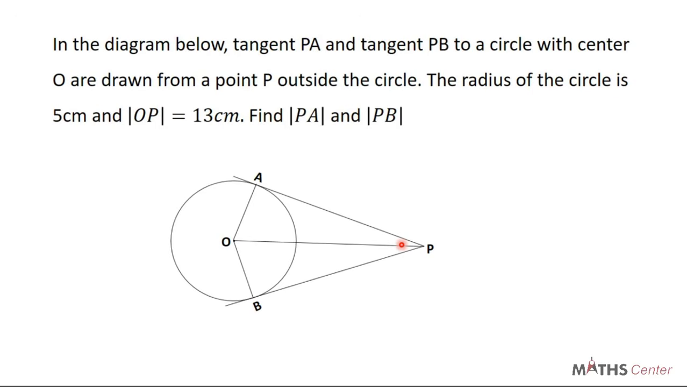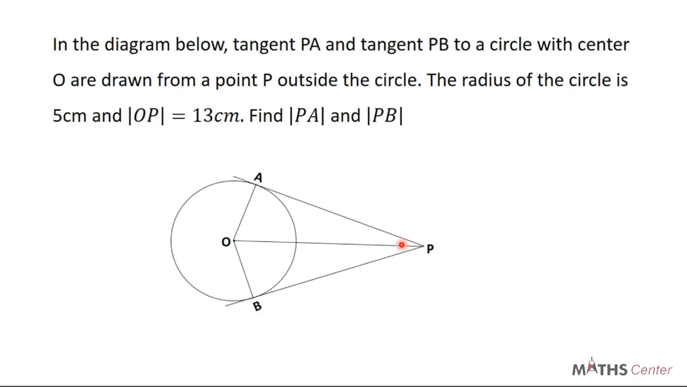In the diagram below, tangent PA and tangent PB to a circle with the center O are drawn from a point P outside the circle. The radius of the circle is 5 centimeters and the length of line OP is 13 centimeters. Find the length of line PA and the length of line PB.